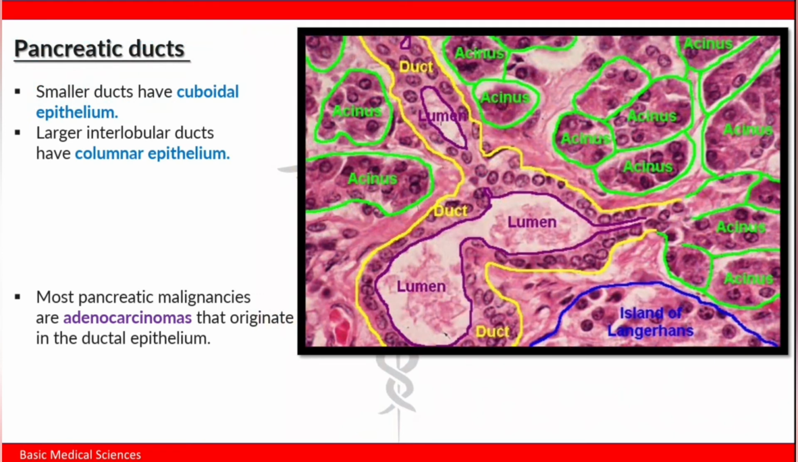Right, the next point is very important. Most pancreatic malignancies are adenocarcinomas that originate in the ductal epithelium.